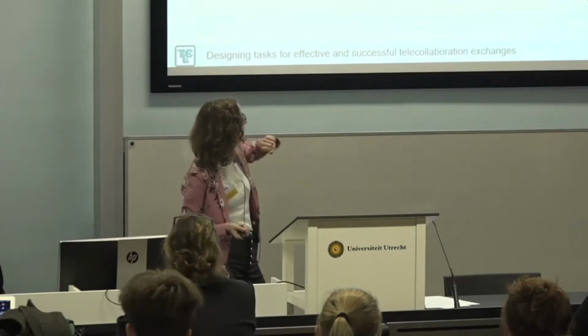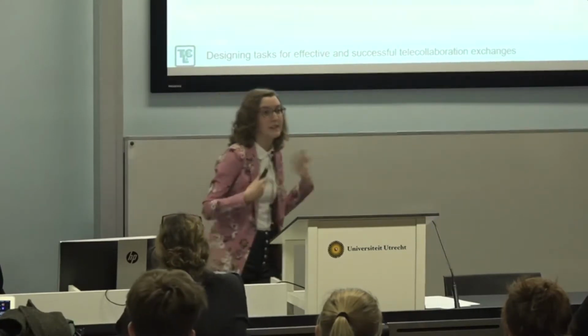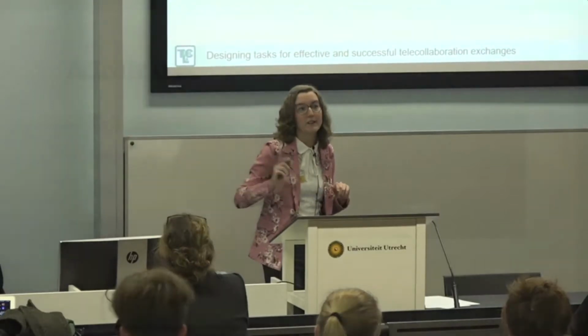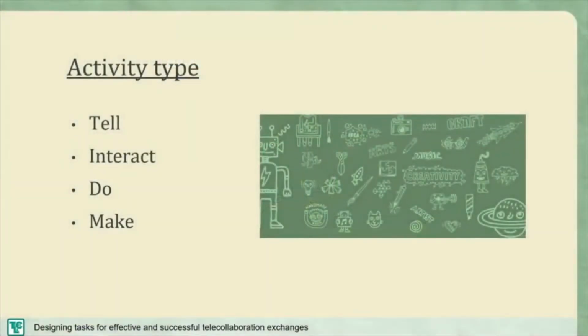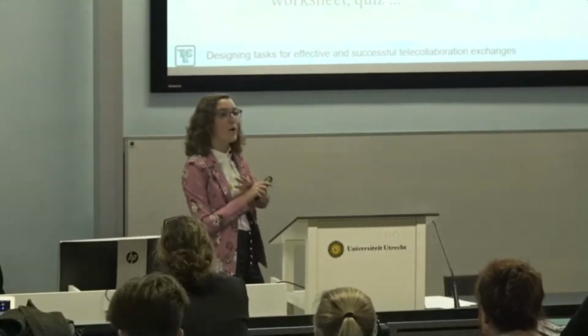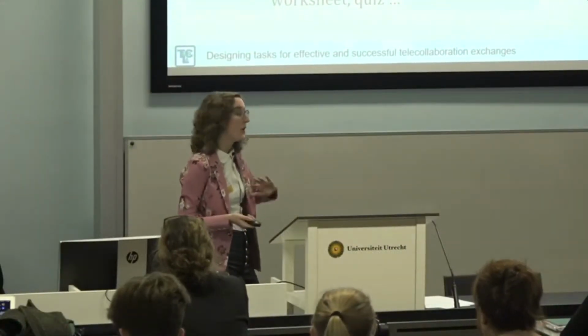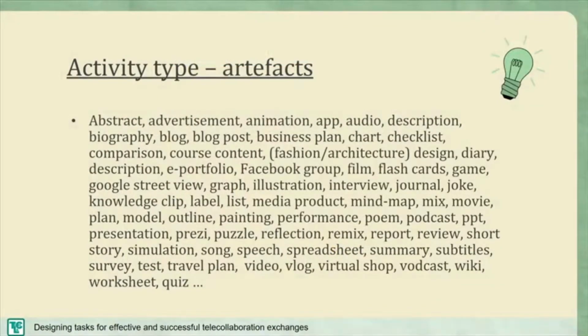So that was autonomy. Then the second layer to hide the actual learning goal is activity type. Of course you can let your students tell something, just one-way communication like we are doing now. I'm telling you something, you're listening. Second, you can let them interact with one another, two-way communication, but you can also let them do something, or let them make something, which then results in making an artifact. On this slide, there are a lot of things they can make, so you have a lot of choices as a teacher to let your students make something.